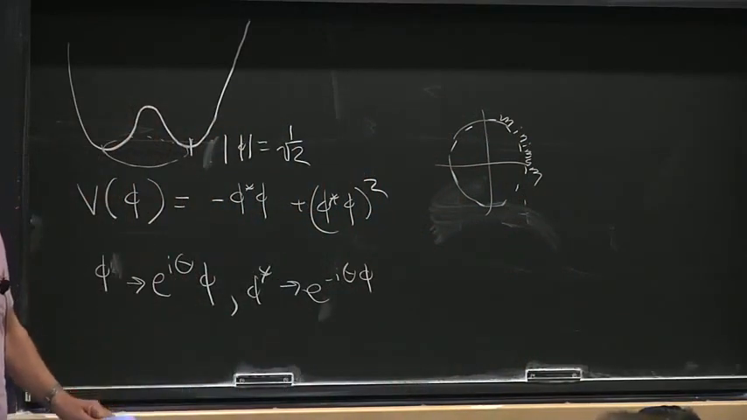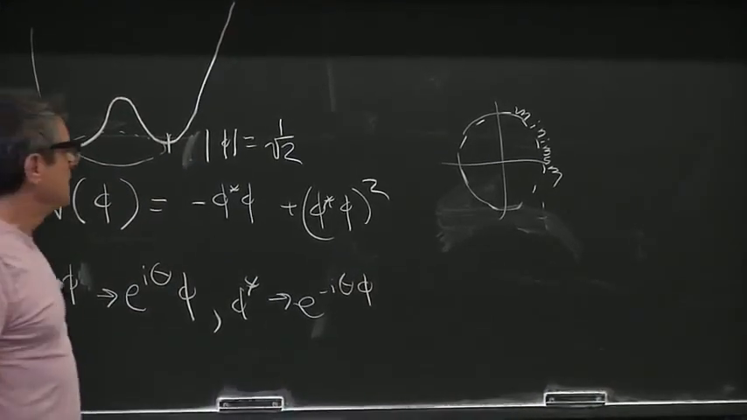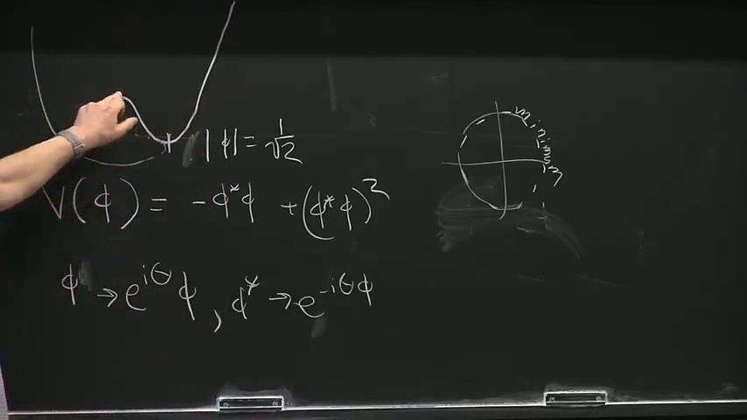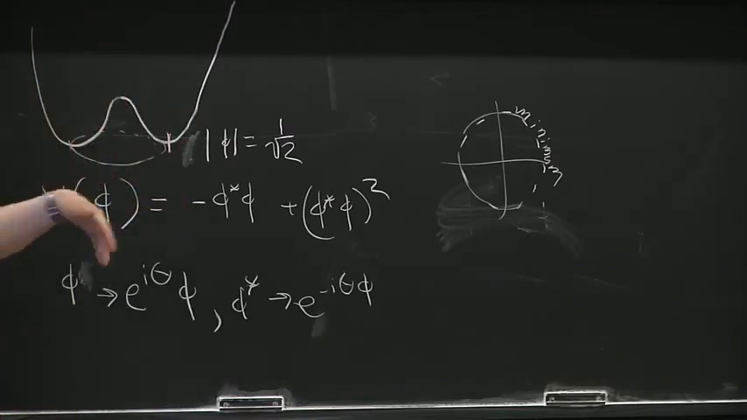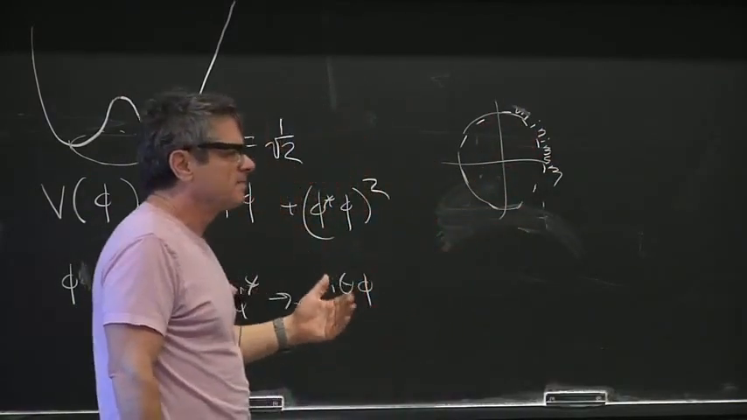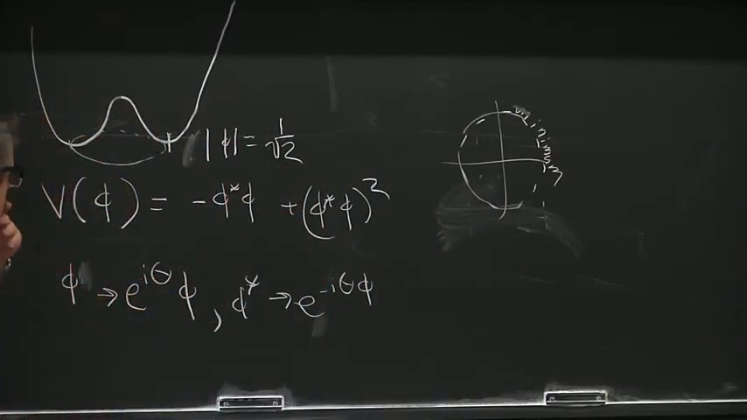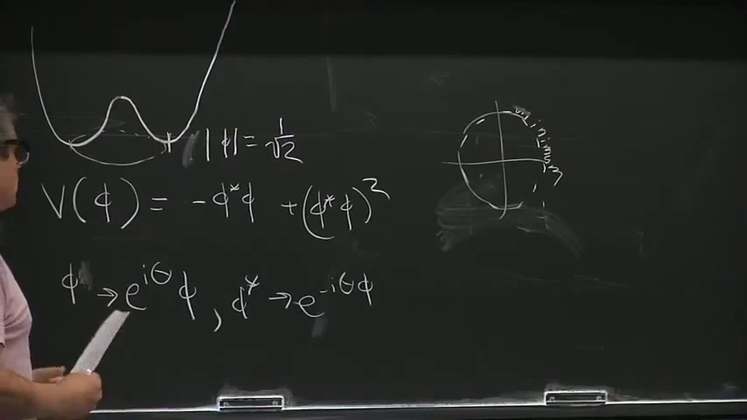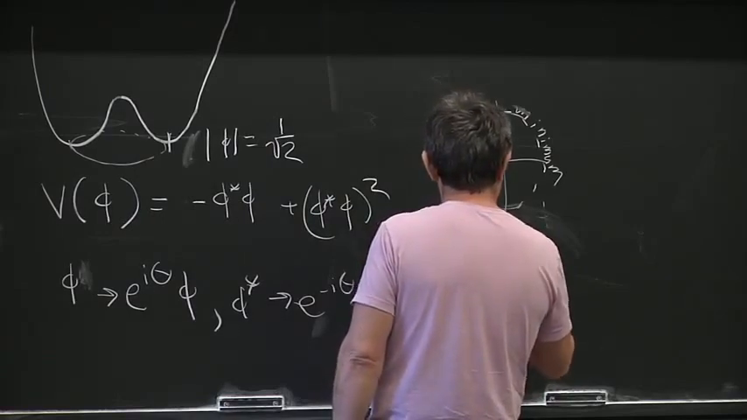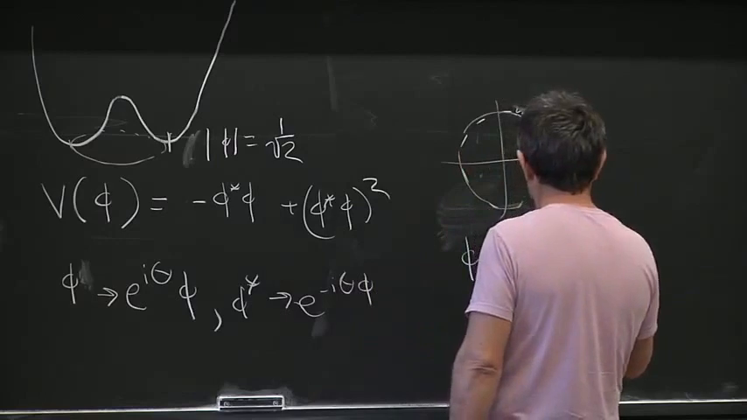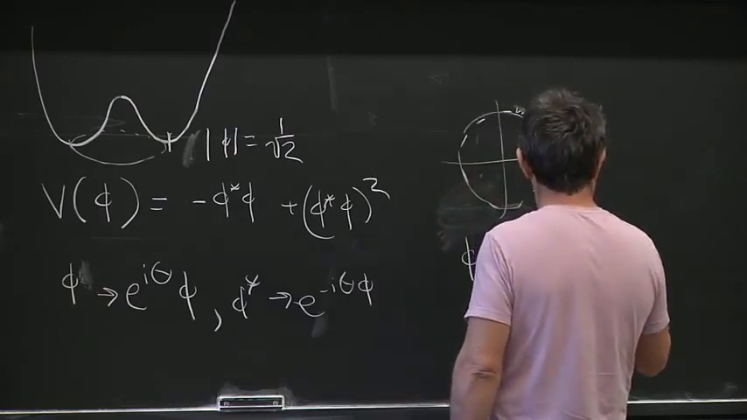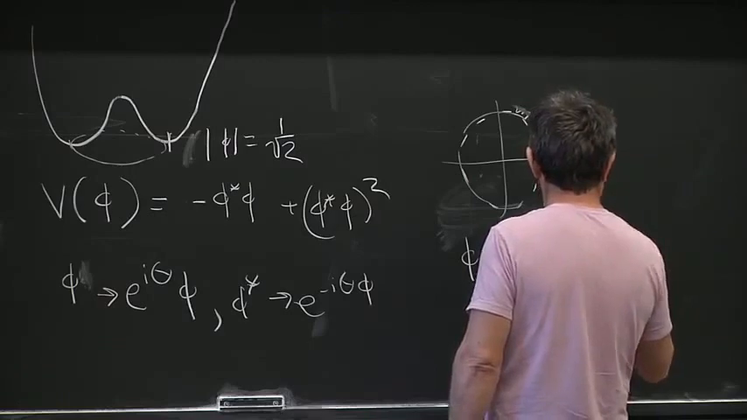So if we want to study excitations of this theory, we don't really want to study it up here, because if we start out up here, we make a small perturbation, it'll fall off the top and go all over the place. The vacuum of the theory is down here, and then we study the excitations of the theory about the vacuum. So phi vacuum is equal to e to the i theta, where theta is any phase, times 1 over the square root of 2.